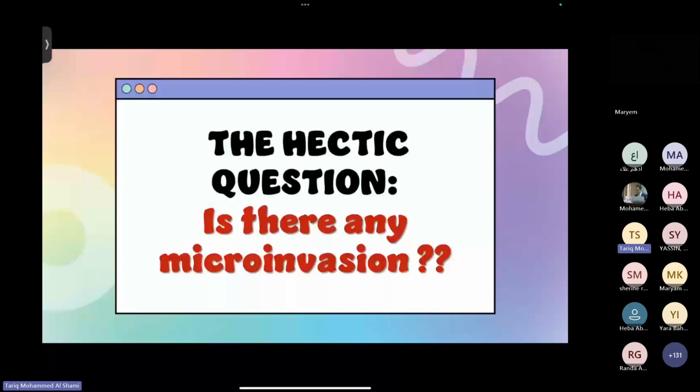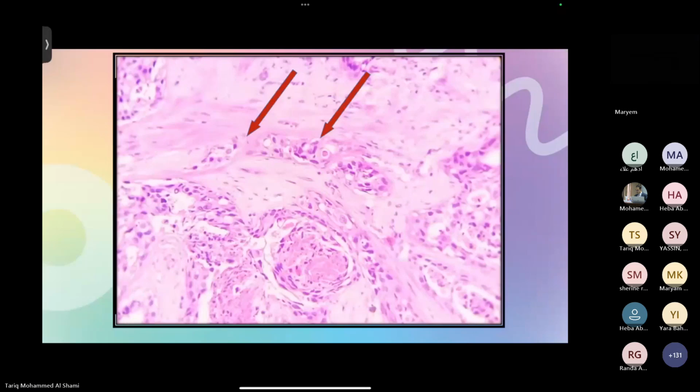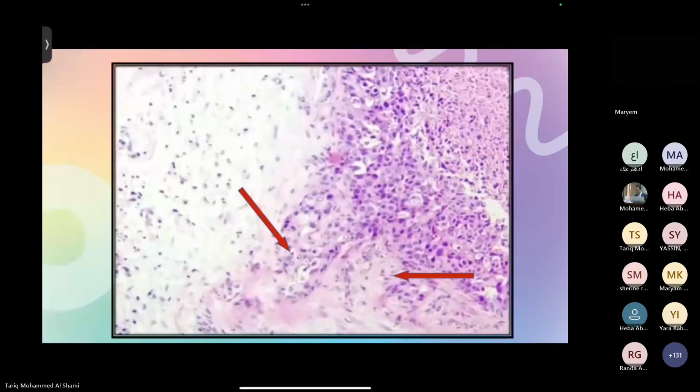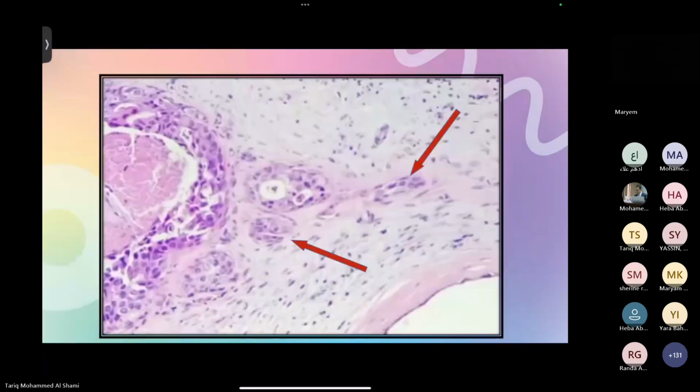Okay, our hectic question now is, is there any microinvasion or not? Help us. What about these tiny lesions? Are these tumor pods or microinvasion? Or are they separate lesions? What about these? And also, what about these lesions?